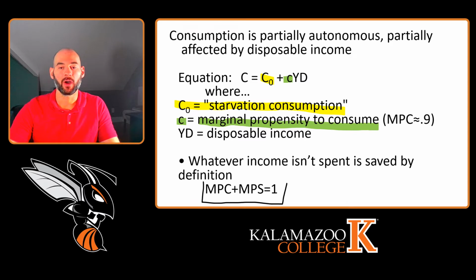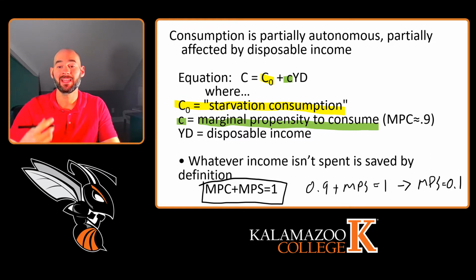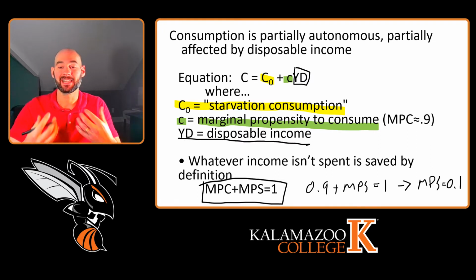So if our marginal propensity to consume is 0.9, then 0.9 plus the marginal propensity to save equals 1, then the marginal propensity to save is going to equal 0.1. So it means that we're saving 10 cents of every extra dollar that we earn and we get to keep. And importantly there, that get to keep is an important distinction, that YD isn't just total income, it's going to be disposable income.